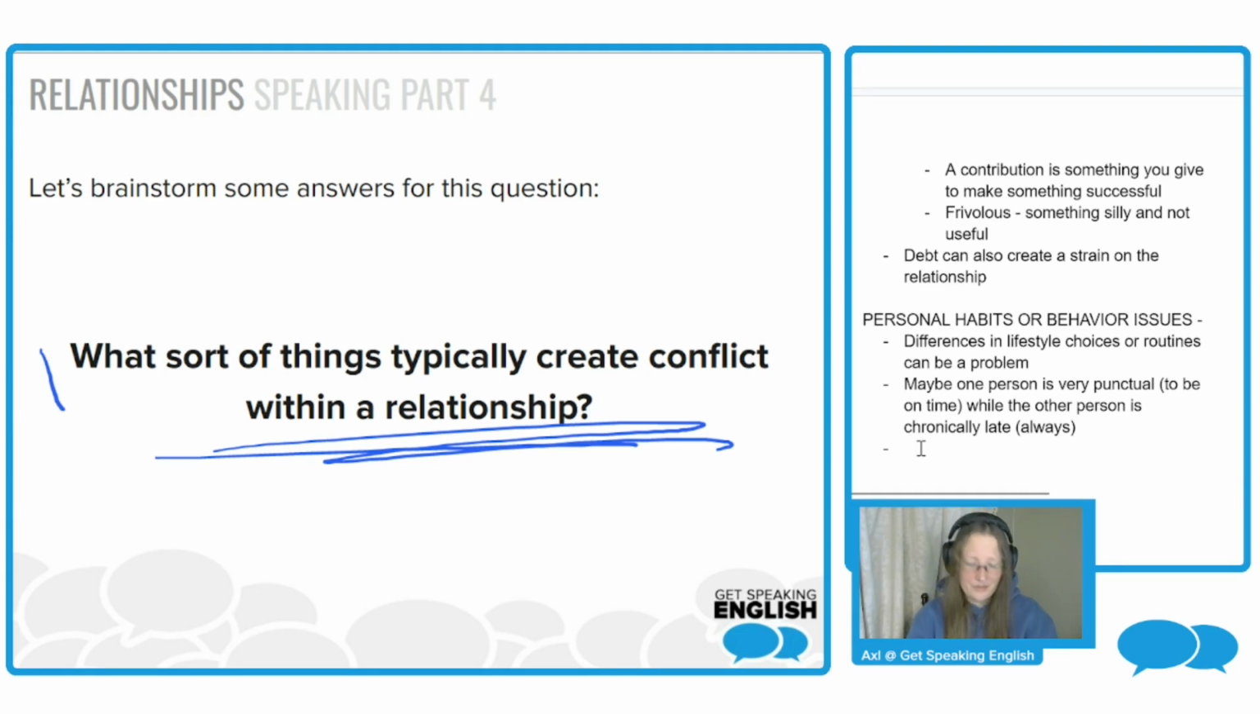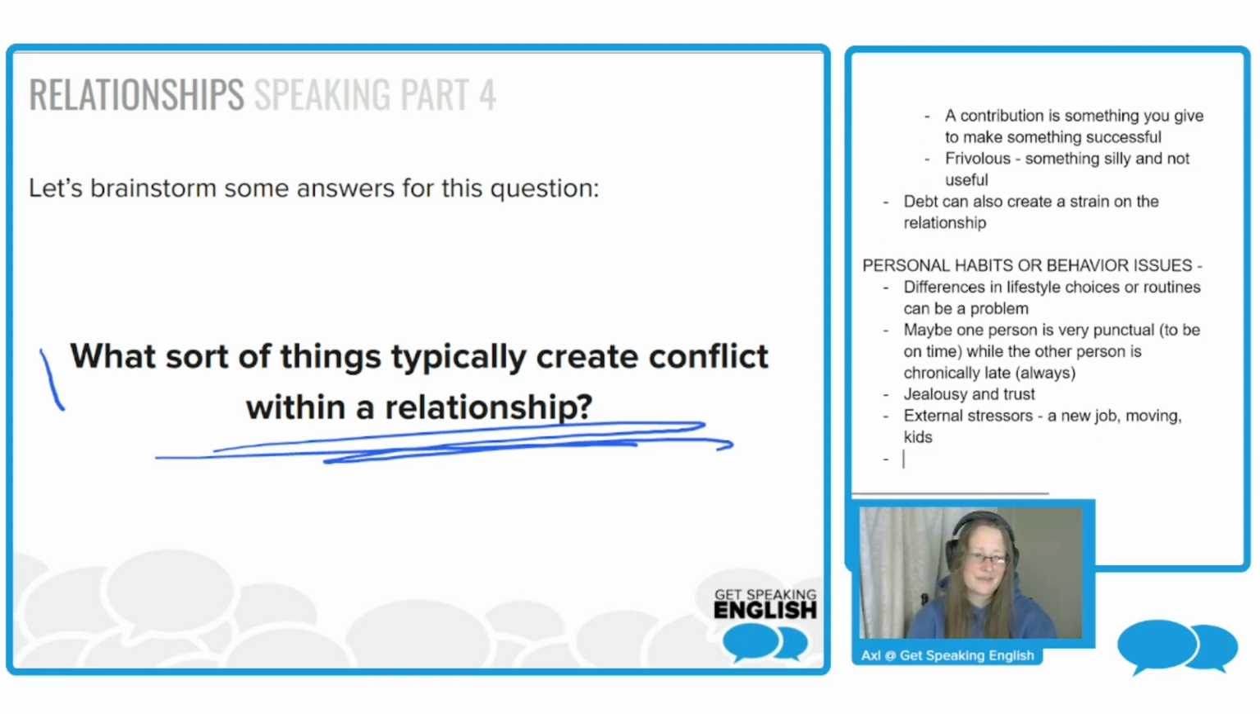You could also talk about jealousy or trust. Maybe external stressors as well, like a new job, moving, kids. I mean, there are all sorts of things we could potentially talk about here. So lots of things that could create conflict within a relationship, right?